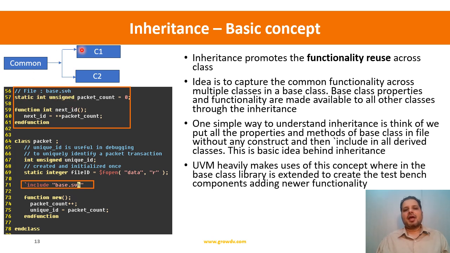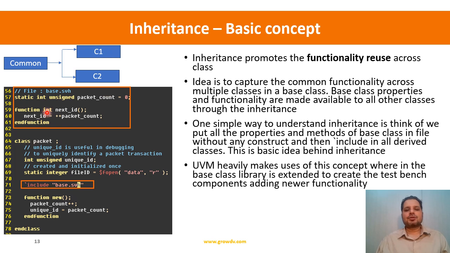So one very simple way that you can understand inheritance is through this example. Let's say in the absence of inheritance, if I had only the class construct available, what would I have done? This is not the exact way inheritance is implemented in the language. This is just to make understanding easier. So what I would have done is, if I had this common code, I would write it in another file called base.svh. I am not putting any construct, I am just creating a new file, and in that file I am putting one variable and one function. And in another class, let's say this packet class is nothing but C1.